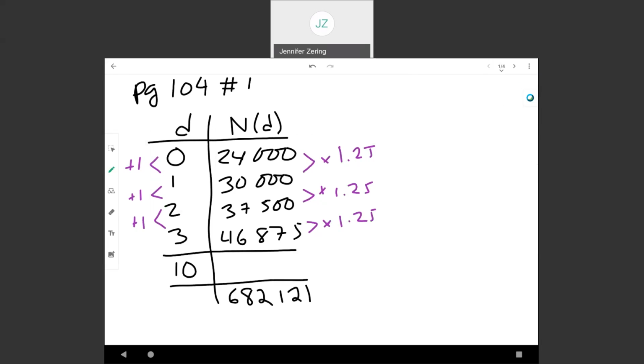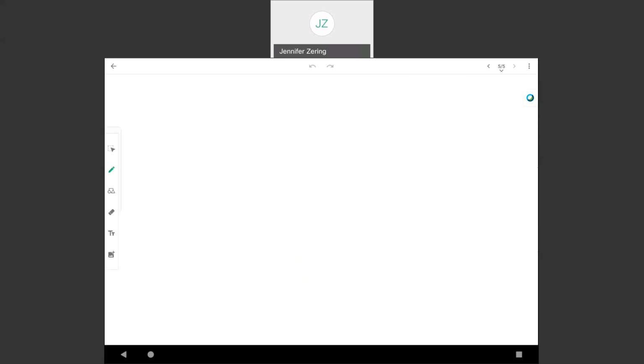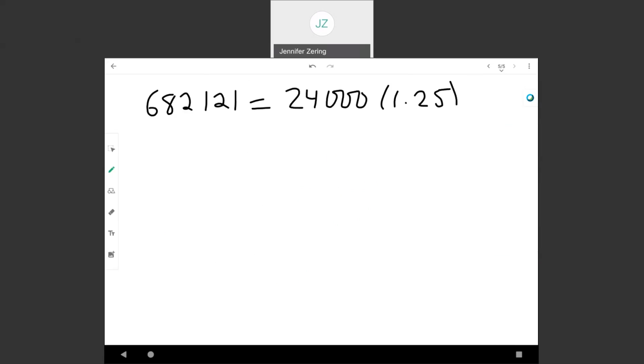And look at our last row, we also have unknown information. 223,516 cells. Now in the last row, we don't know the number of days, but we do know how many cells there are. So looking at my equation again, I know the number of cells now. It's told to me that it is 682,121 cells. So that's the output, equals the initial value of 24,000 cells times 1.25 raised to the d power.